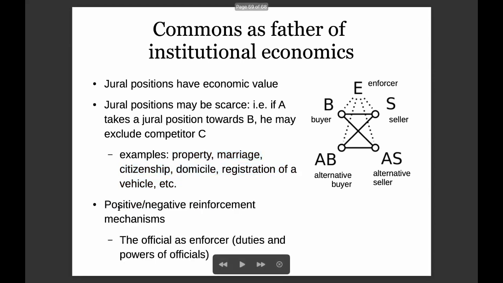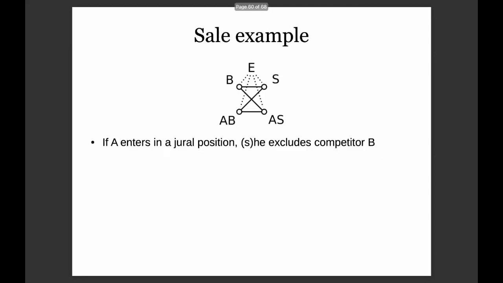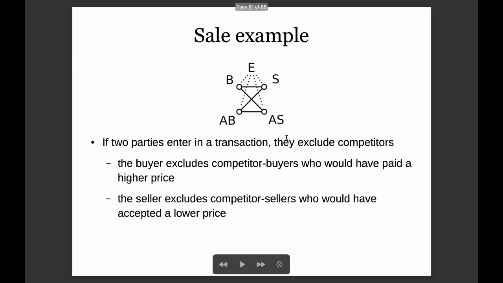The correct functioning of the market requires positive and negative reinforcement mechanisms, which are controlled by an enforcer. In order to operate, however, the enforcer needs to be assigned adequate powers and duties. Let us consider the sale example again. When someone enters a transaction, this excludes the competitor. The buyer excludes competitor buyers who would have paid a higher price. The seller excludes competitor sellers who would have accepted a lower price.